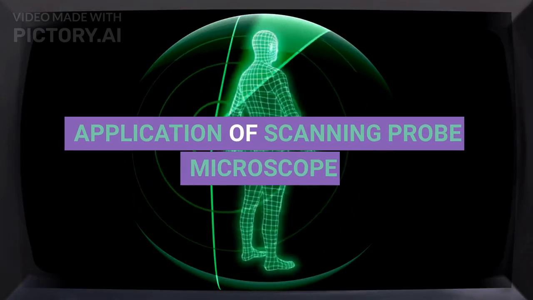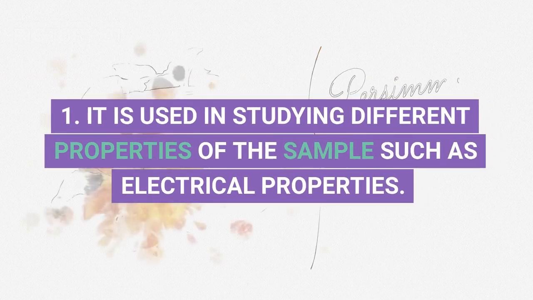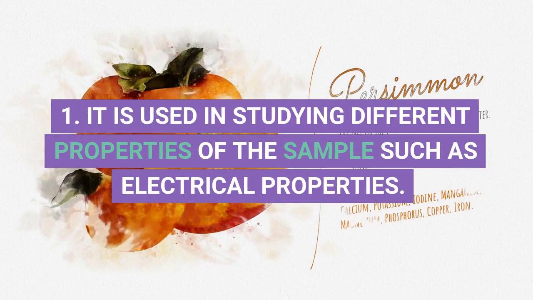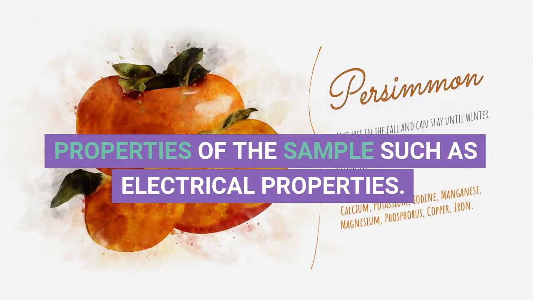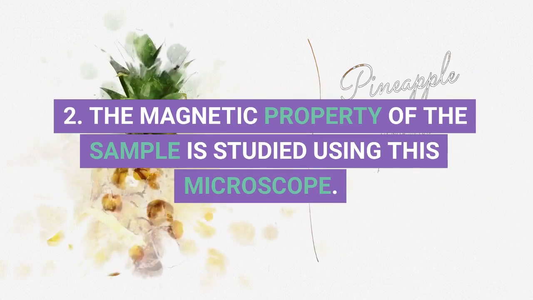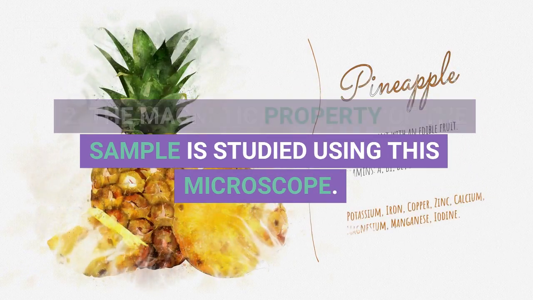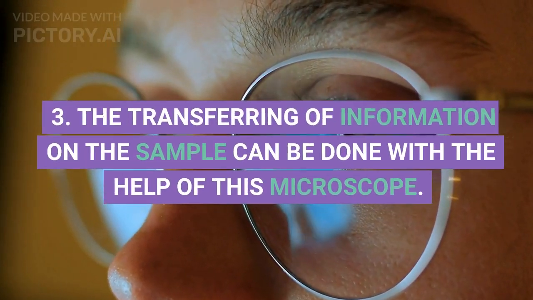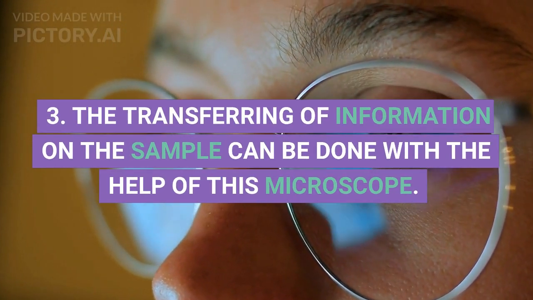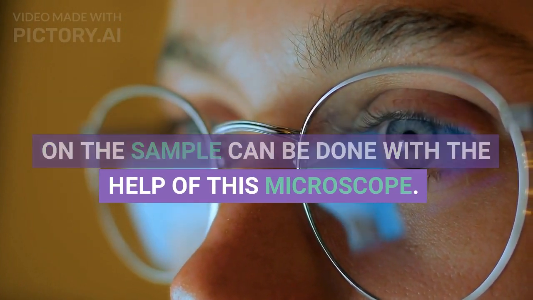Application of scanning probe microscope. 1. It is used in studying different properties of the sample, such as electrical properties. 2. The magnetic property of the sample is studied using this microscope. 3. The transferring of information on the sample can be done with the help of this microscope.